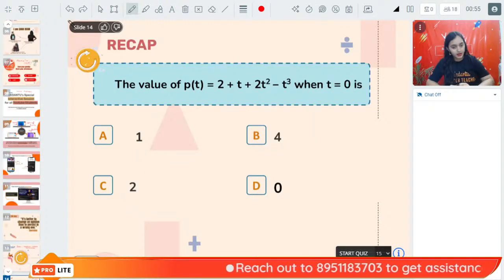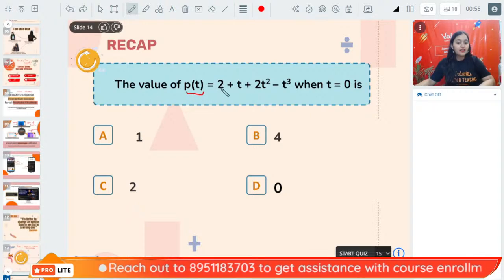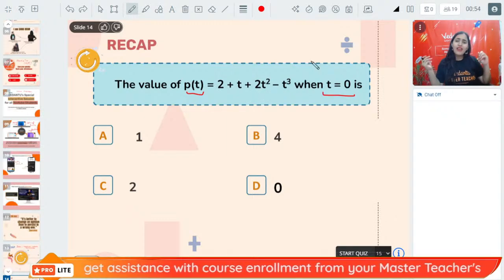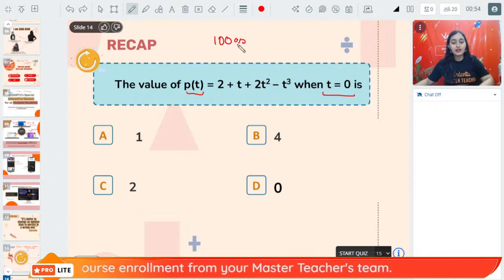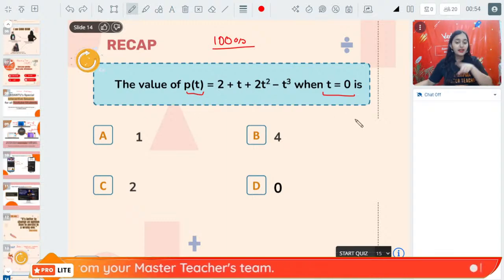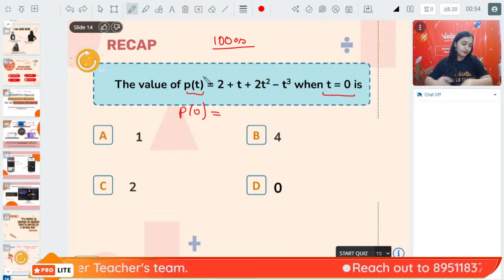Question number 1 on your screen. What will be the value of P(t) if P(t) is 2 plus t plus 2t square minus t cube when t is equal to 0? Very, very easy question. I want 100% right answers. Everyone should get the correct answer. What will be the value of P(t) when t is equal to 0? That means you have to find the value of P(0).